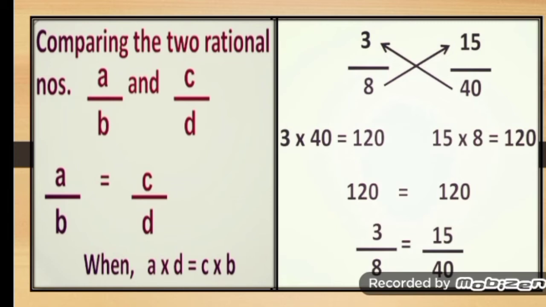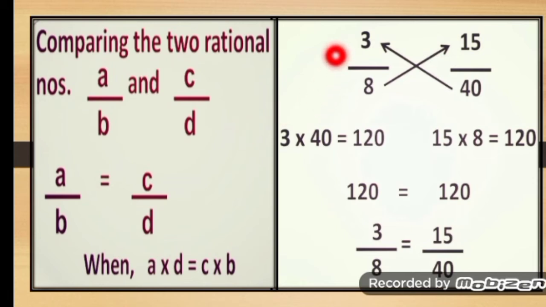Let's see more examples of comparing rational numbers by the cross multiplication method. In this method, there are three cases. If we have two rational numbers a by b and c by d, then in cross multiplication, we will multiply a by d and b by c. The products will be AD and BC. If these products are equal, then the given rational numbers will be equal.